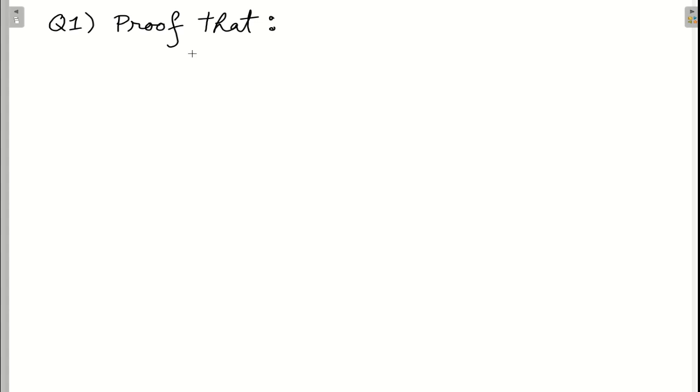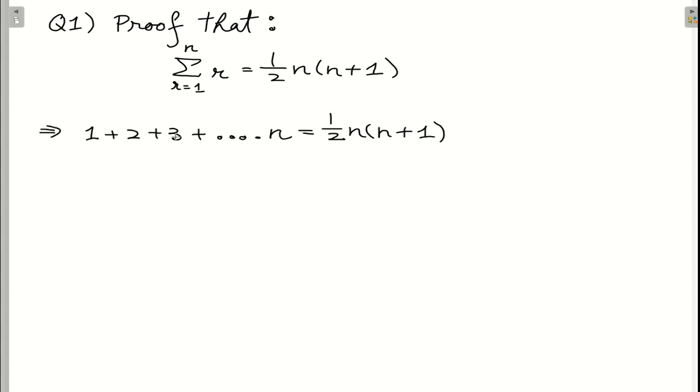Question 1. Prove that the summation of r equals 1 to n of r is equal to half of n times n plus 1. What this means is we have a series 1 plus 2 plus 3 plus 4 plus up to the final term n, which is equal to half n times n plus 1. In this case, we use proof by induction.